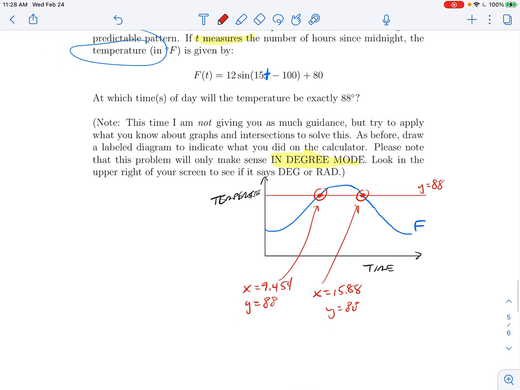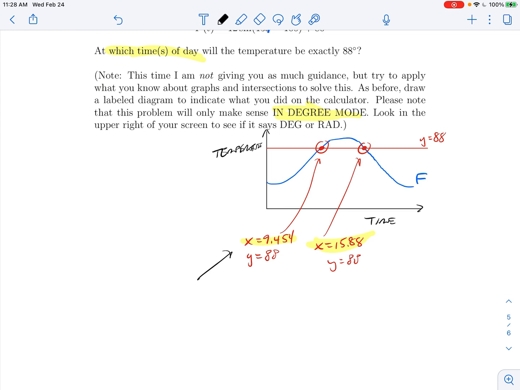So what is this telling us? It's telling us that the temperature is 88 at these times. But let's really try to make sense of this. When I say at what time of day, right, we don't talk about time in decimals. So let's see if we really understand this. This is saying 9.454 hours since midnight. So the 9 is 9 hours. And then we have 0.454 hours. And what we could do is we could say, oh, well, there are 60 minutes per hour.